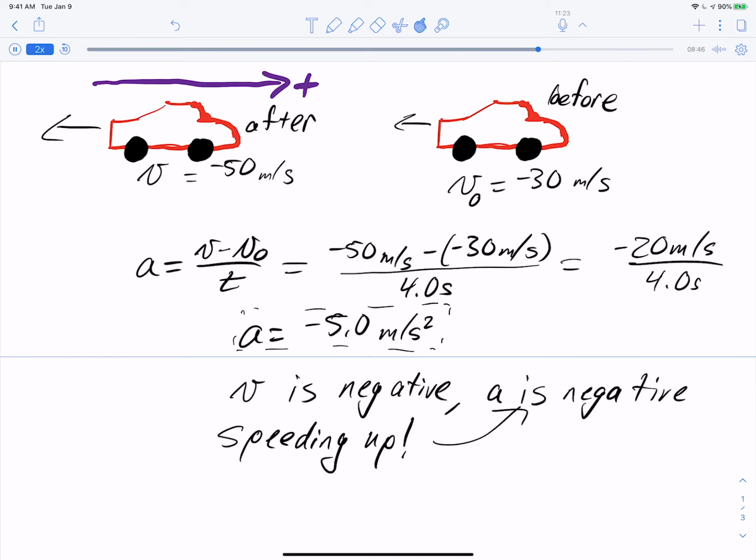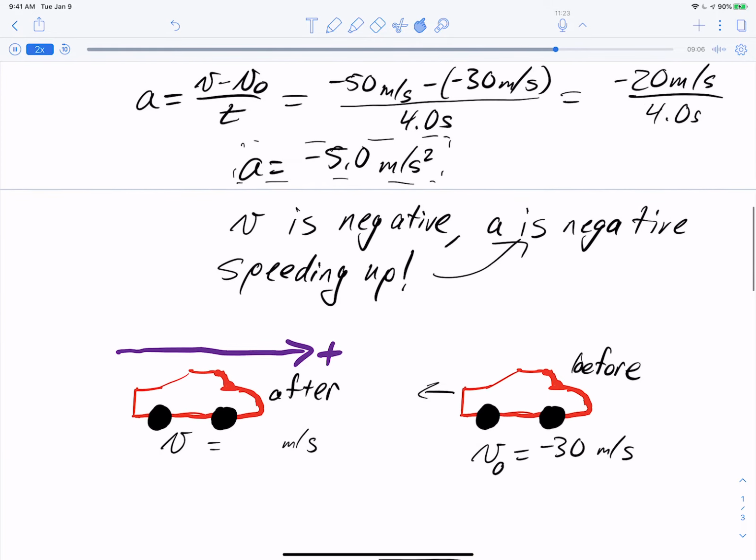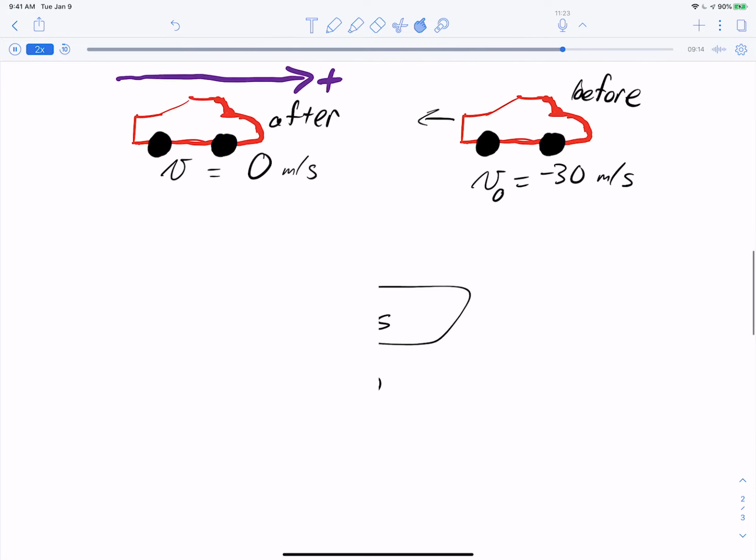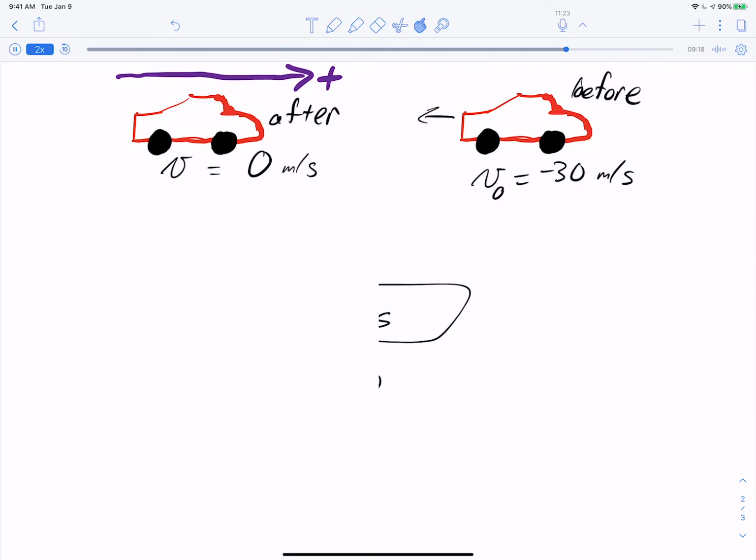All right, and so one more example left. Right, there are 4 different possible combinations, so might as well do all 4. So let's start with negative 30 meters per second, and then let's just say as an example, it comes to a stop. Right, so negative 30 meters per second, and then it ends at 0 meters per second. That's got to be slowing down, right? You slow down to a stop. So let's calculate the acceleration. Acceleration is equal to, again, v minus v naught divided by the change in time. Again, we'll say that this took 4.0 seconds.